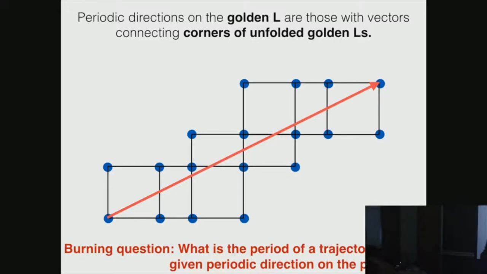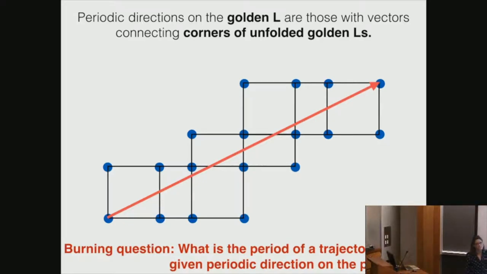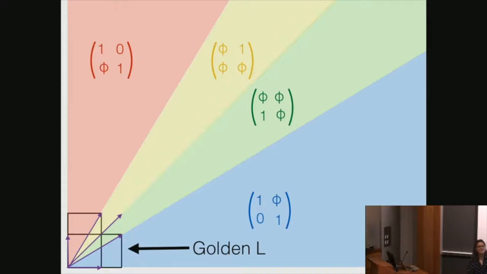So this is still a color brain question. If I shoot my ball in a periodic direction, what is the period? Okay. So here's the deal. Before, you could think about it as we put a square in the corner of the first quadrant, and then we divided the first quadrant into two sectors, that blue sector and the red sector.